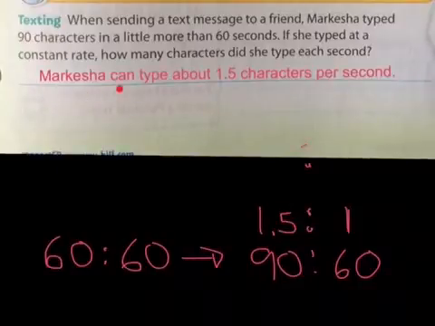Therefore, Marquisha can type about 1.5 characters every second. You see it right there? Every second she can do about 1.5, to the point that when she's done 60 seconds, she gets all the way to 90 characters.